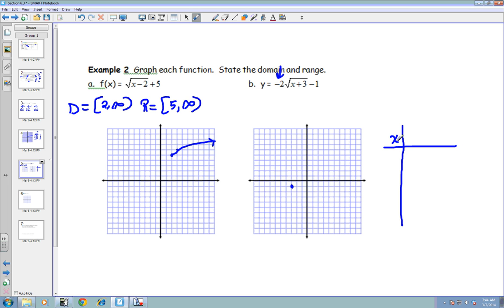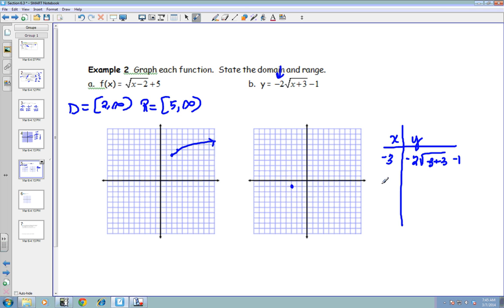So if you have a number in front, then you need to use your little t-chart. We know we're starting at -3. So when we plug -3 in, I get 0 here. So -2 times 0, that's 0, minus 1 is -1. Well, I already have that point. So let's choose our next number.